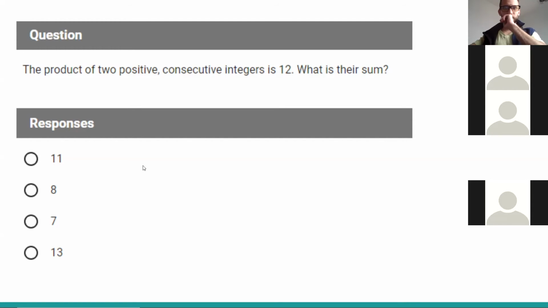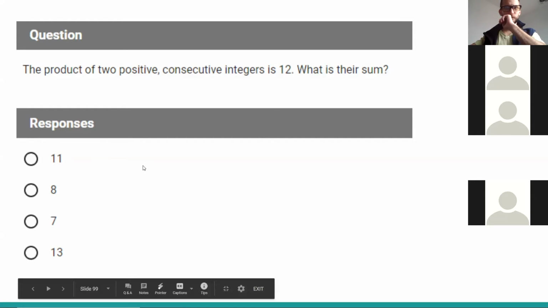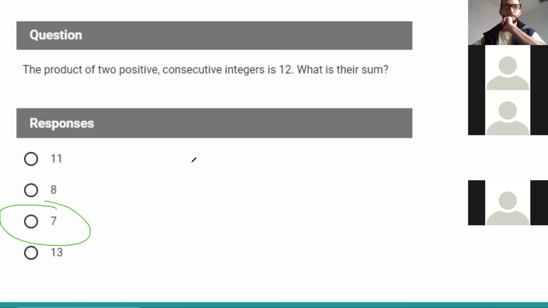All right, so it looks like we got pretty much everybody's answers in here. Most of you got the right answer. A couple of you missed this one. The right answer here is 7. So we want the product. Product means multiplication, two positive numbers, and they're consecutive integers, and they give us 12. So we want two numbers that multiply to give me 12.